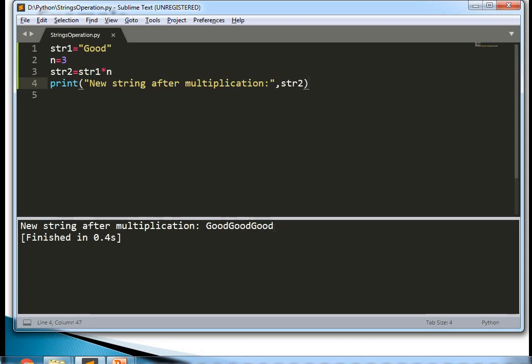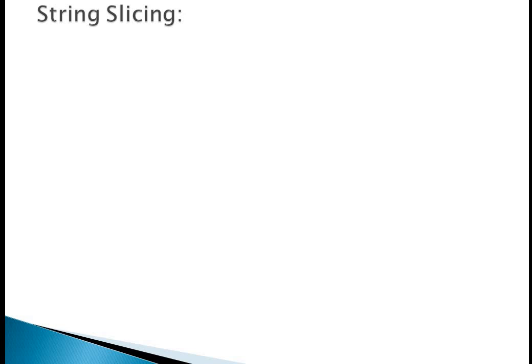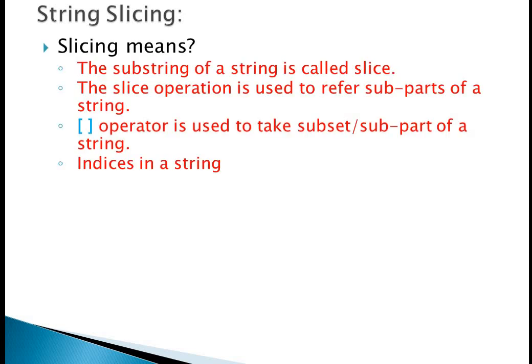Now the next operation in the sequence, string slicing. So first, what is the meaning of slice? The substring of a string is called a slice. The slice operation is used to refer to subparts of a string. We are going to use the square bracket as the operator for this purpose. Python allows the square bracket to be used as the slicing operator.